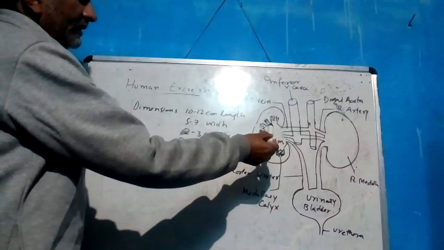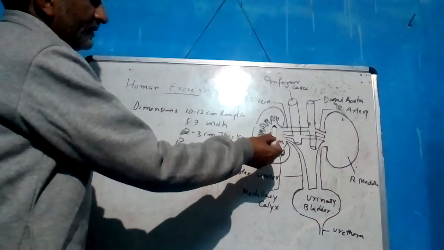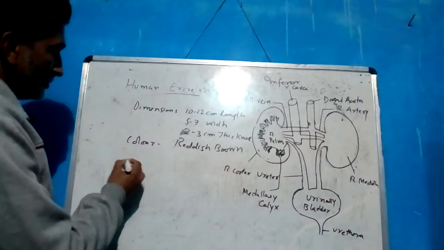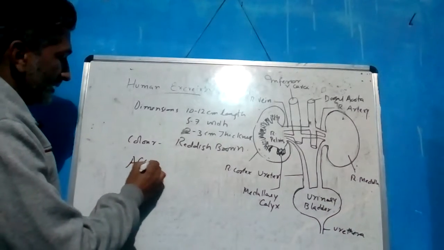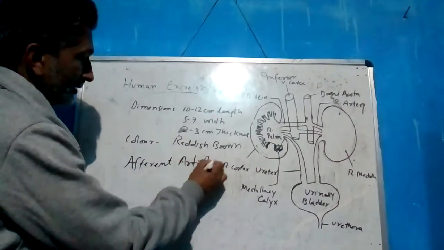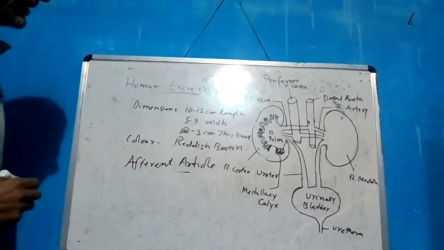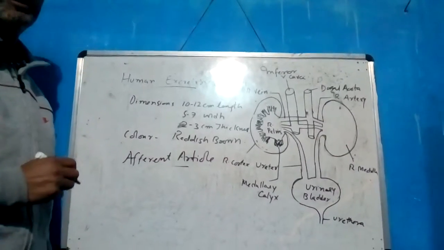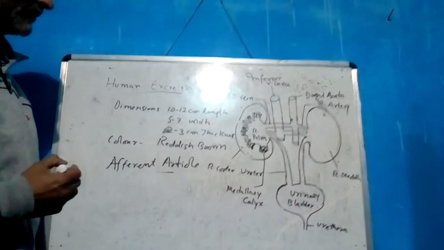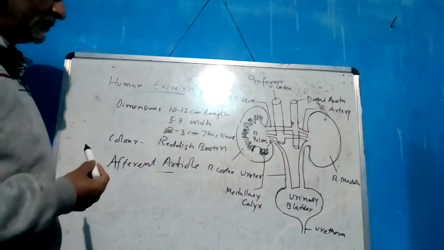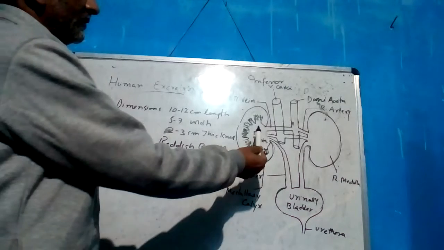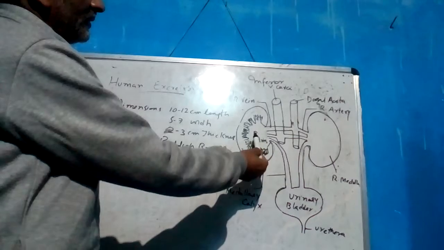The renal artery entering into a kidney branches and rebranches, and the final branch is known as the efferent arteriole. This efferent arteriole enters into the structural and functional unit of the kidney, the nephron, and the urine formation, when completed, is thrown into this renal pelvis.